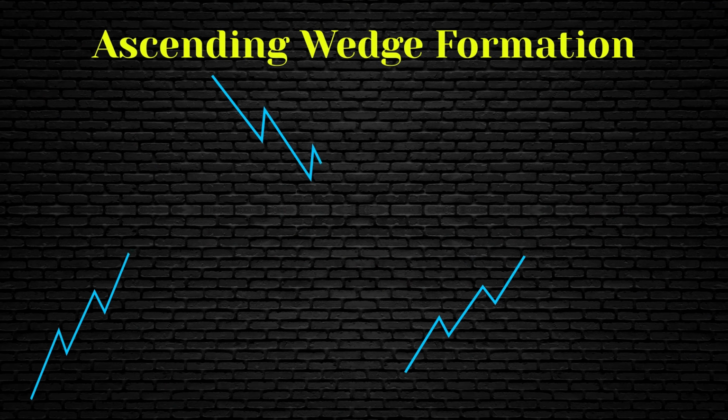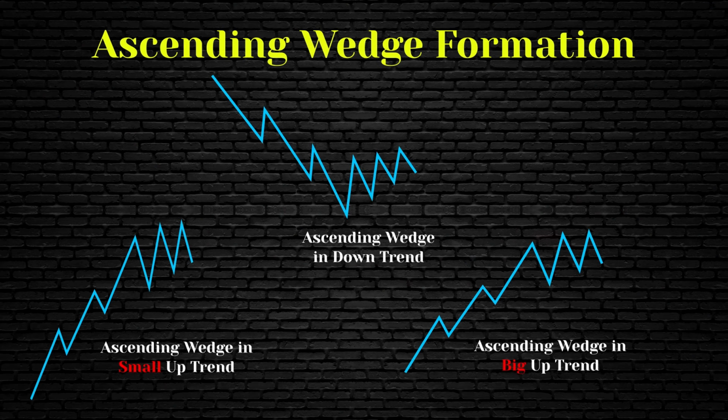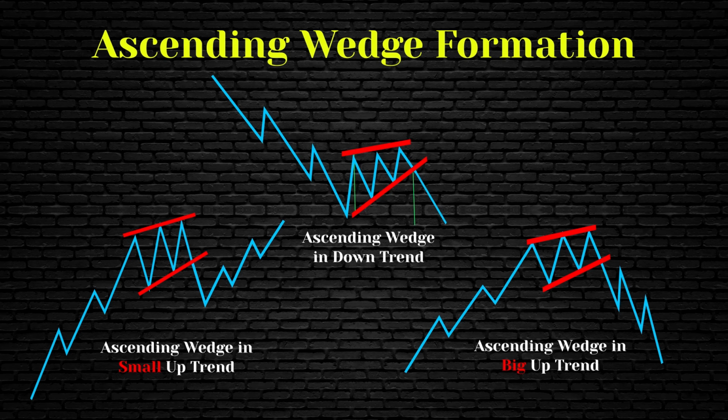Ascending wedge. It is invariably a bearish pattern observed in both uptrends and downtrends, signaling a forthcoming decline. The severity of the drop varies with the trend, but it is advisable to stay away from going long in this formation. It is reliable and frequently encountered.